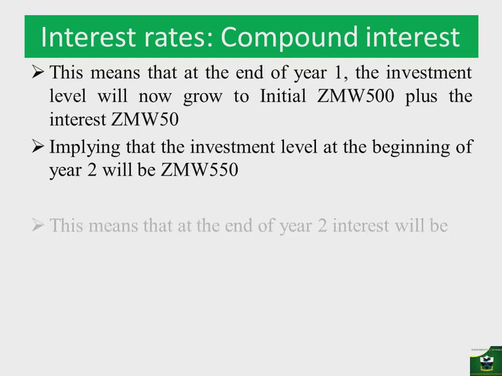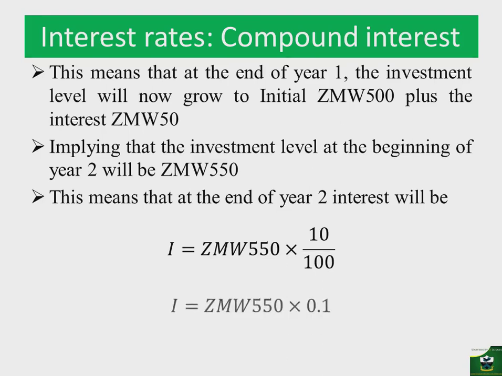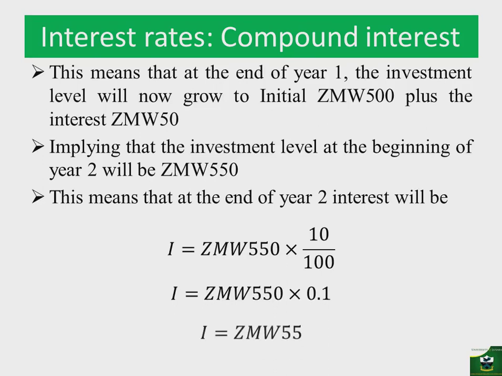If we do the calculations for this, it means that at the end of year 2, your interest will be 550 multiplied by the 10%, which is 10 over 100. If you simplify this again, your interest will be 550 multiplied by 0.1, and this will simply give you 55 kwacha as your interest.